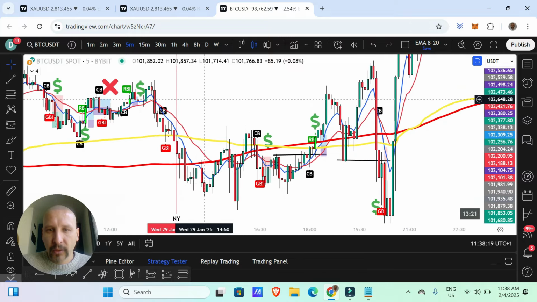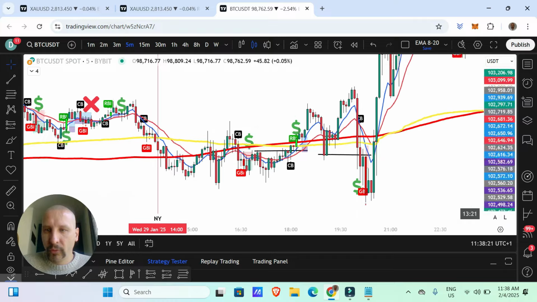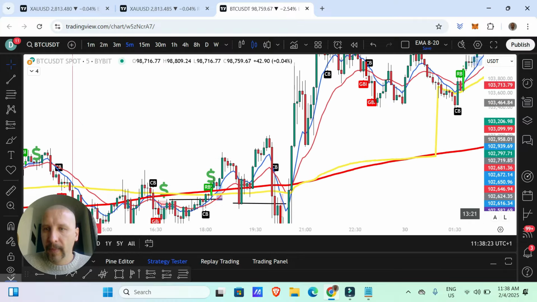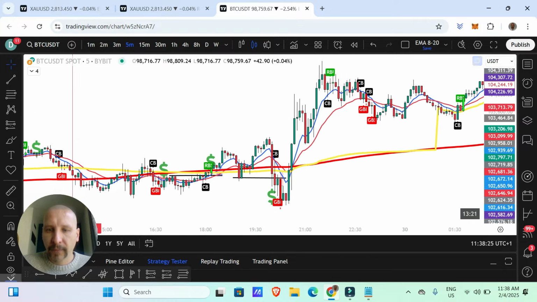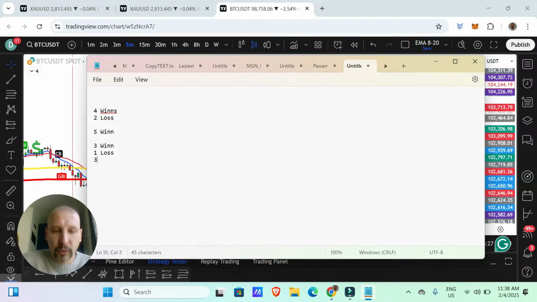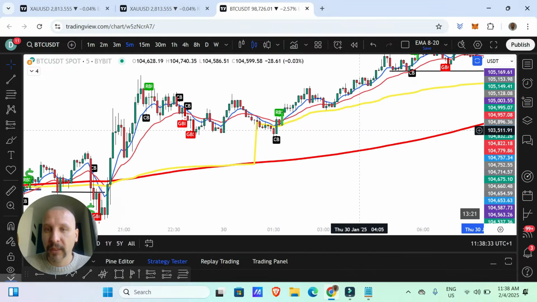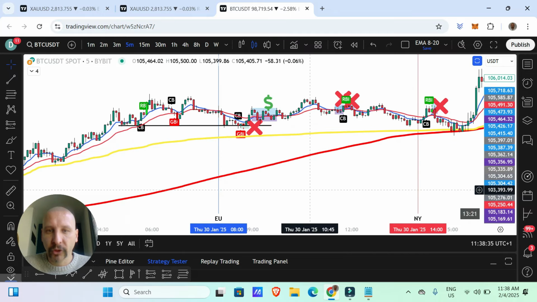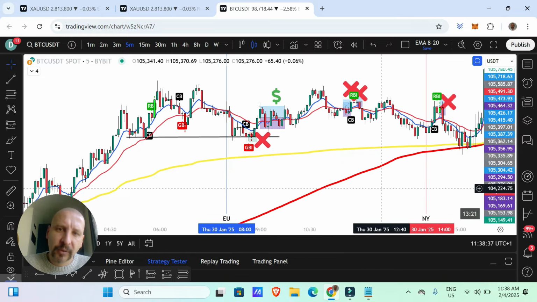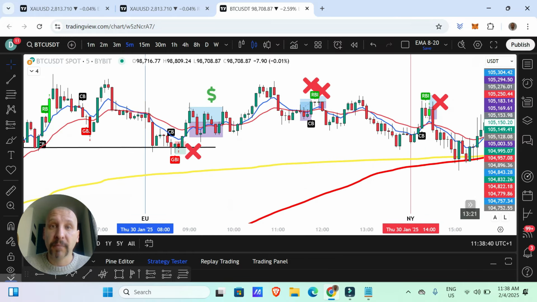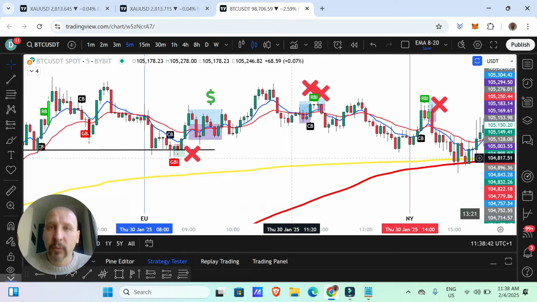And then New York, we have 1, 2, 3, 3 winners more for New York. You see, the 5 minute, it's beautiful. It's so strong compared to the 15. Let's continue to Thursday. Thursday was a little bit difficult even for the 5 minute setup, but this is how it is. We will not have every day perfect.